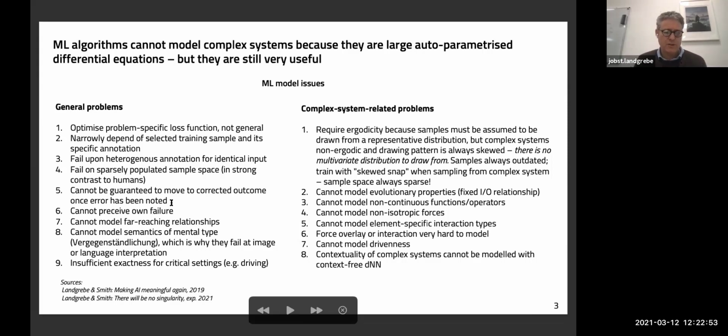So the fifth point is they cannot be guaranteed to move to the corrected outcome once an error has been noted. If you spike your data with corrected outcomes, they may not learn this corrected outcome, because it may be happening in a part of the sample space where learning is impossible anyhow, for example, because it's at the border of the ball of data. The border problem is another problem, which I will not go into now, but topologically speaking, most data points in high dimensional spaces are at the border where there are fewer neighbors that are used to estimate hyperplanes in such spaces.